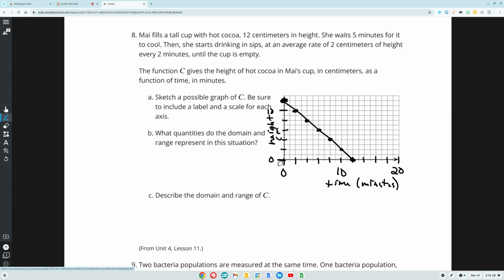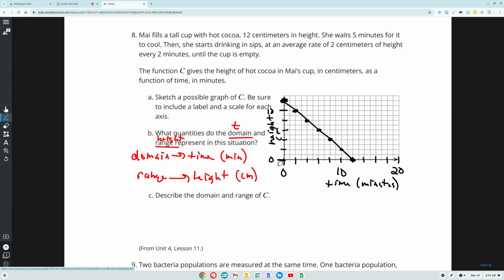What quantities do the domain and range represent in the situation? Well, my domain is my set of inputs, which in this case is t, so my domain is representing the time. The range is my set of outputs, which in this case is height. And again, the height is in centimeters, the time is in minutes.